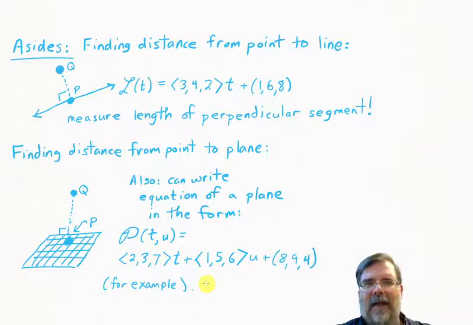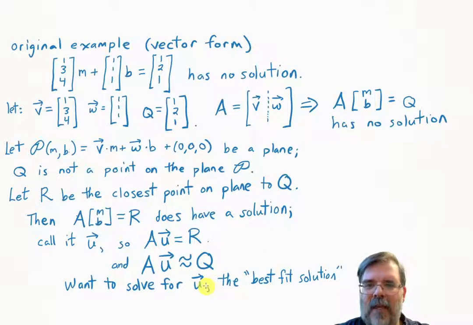And is it all coming back? I hope. Now let's go back to our original question. Our original example, let's take a look at the vector form equation. I have a vector times m plus a vector times b is equal to a vector, and we know that this has no solution because there's no line passing through those 3 points. This has no solution.